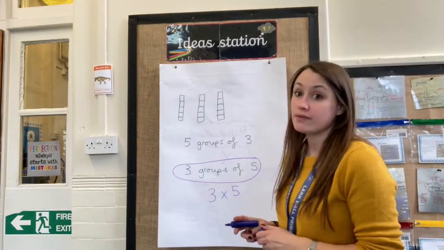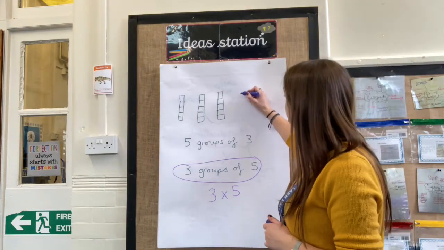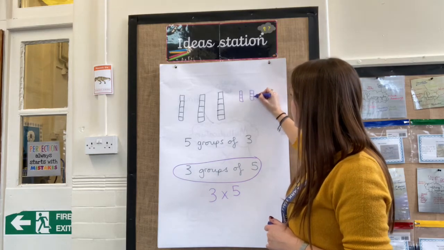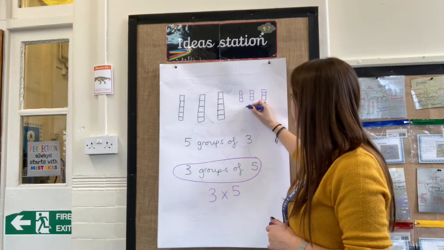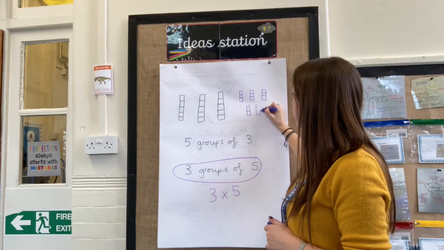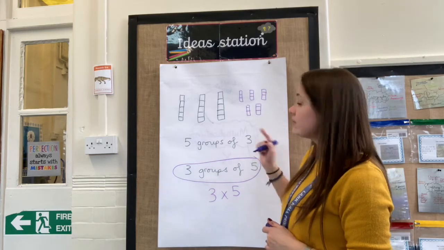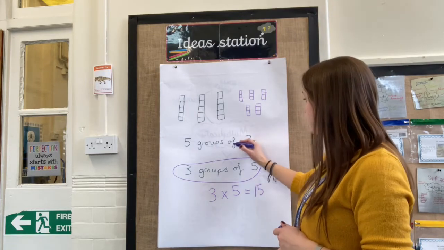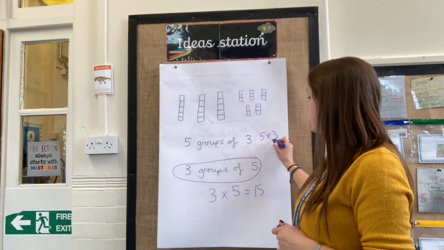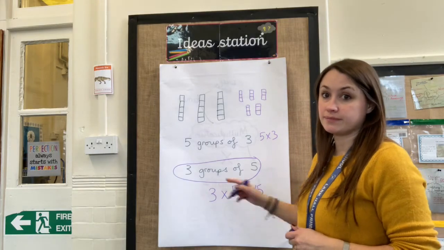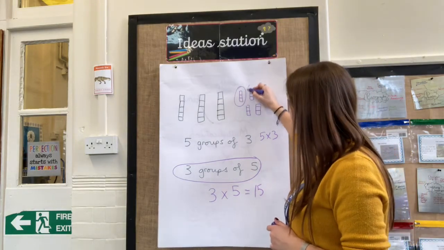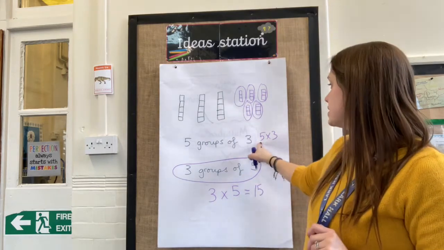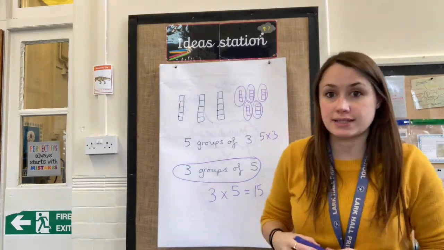5 groups of 3 would look like this. 3 here, 3 here, 3 here, 3 here, 3 here. It's still 15. The answer is still 15, but this would be 5 times 3, and this would be 3 times 5. There are 5 groups here, 1, 2, 3, 4, 5, with 3 in each. So it is 5 times 3. The answer is the same.